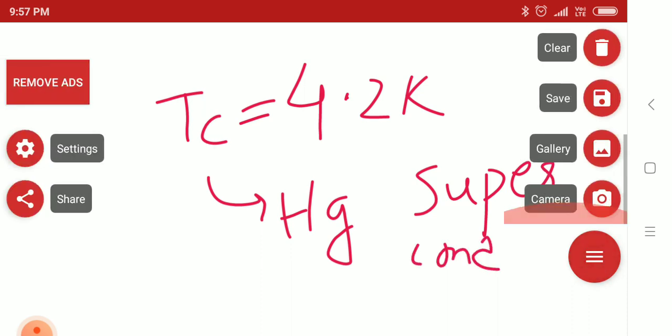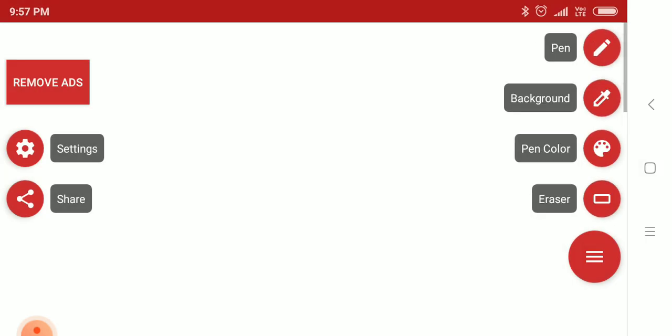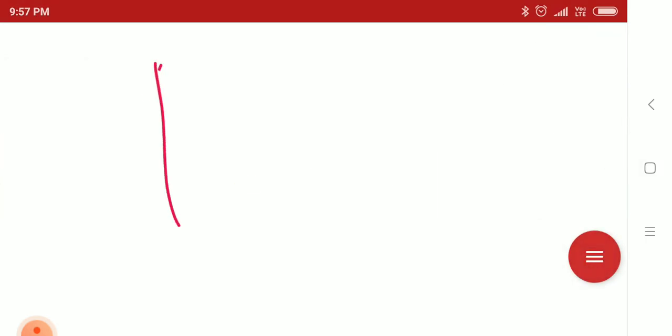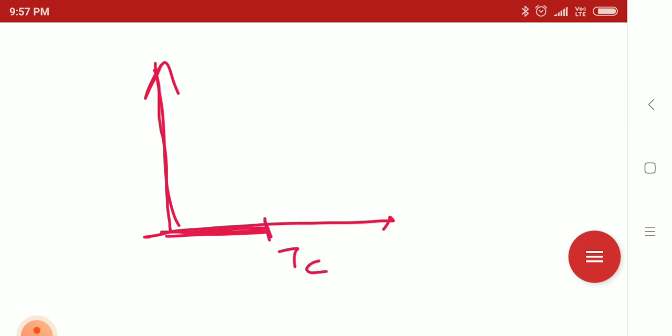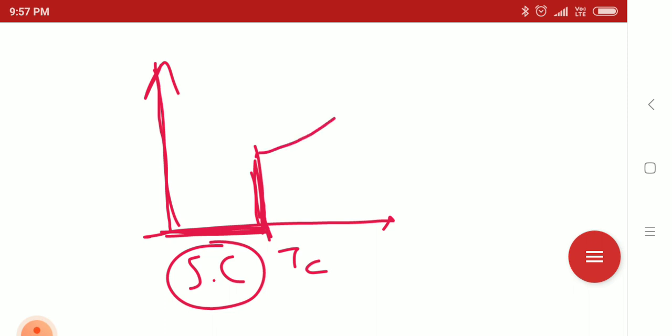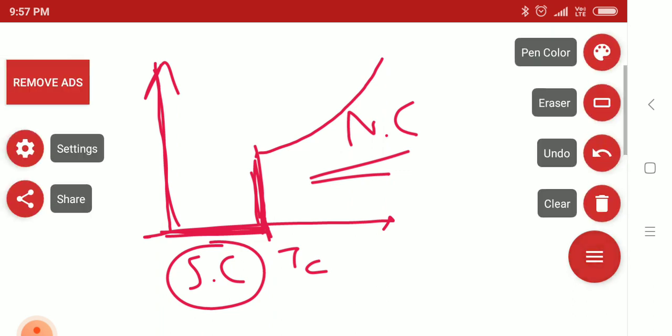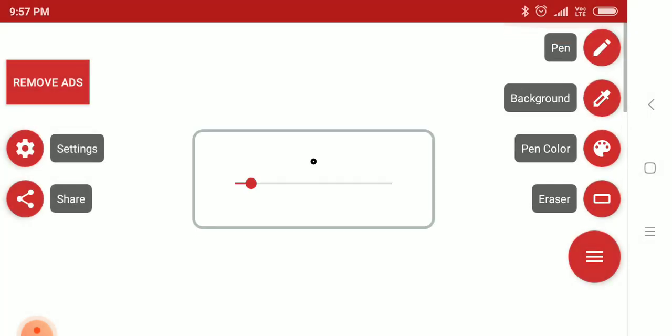So we can describe the material like that. Here I am again drawing that graph: below Tc the material is a superconductor, and after passing the transition temperature, the material becomes a normal conductor. There is also a relation for the temperature dependency of the magnetic field.